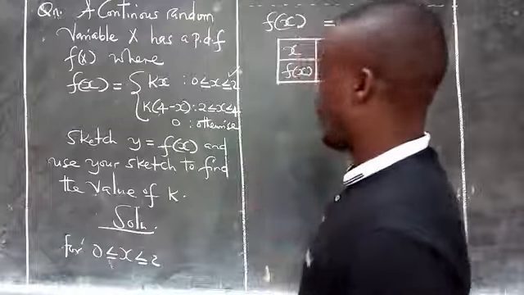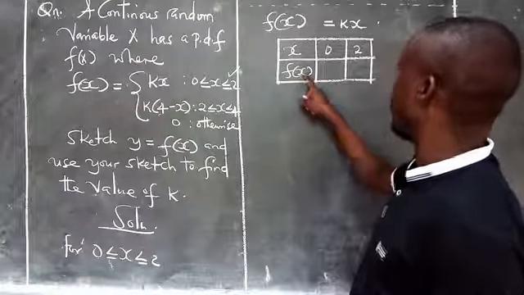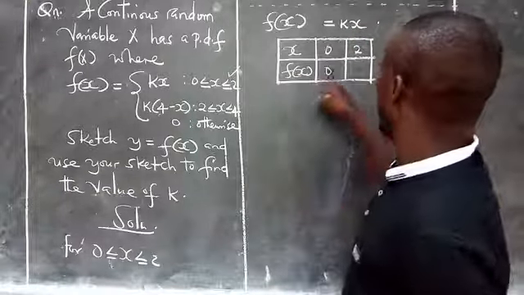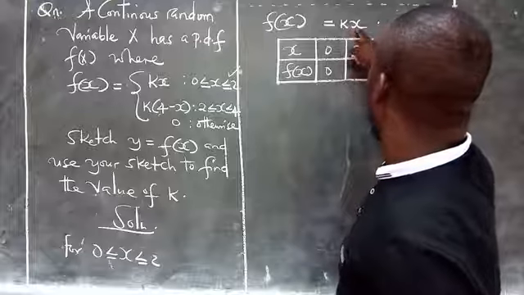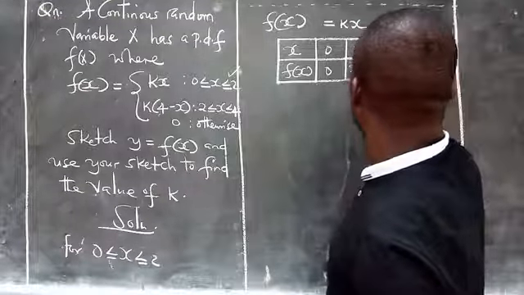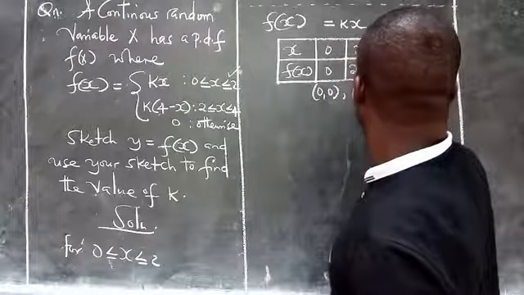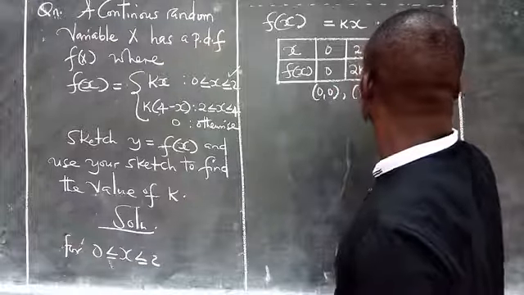Then I look for the values of f of x. How do I do that? By simply substituting for 0 here. Automatically that comes to 0. When I substitute for 2 where there is x, I will have 2k. So the coordinates here are going to be 0, 0 and 2, 2k.